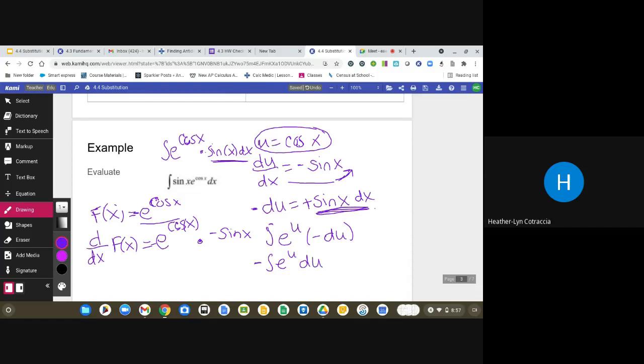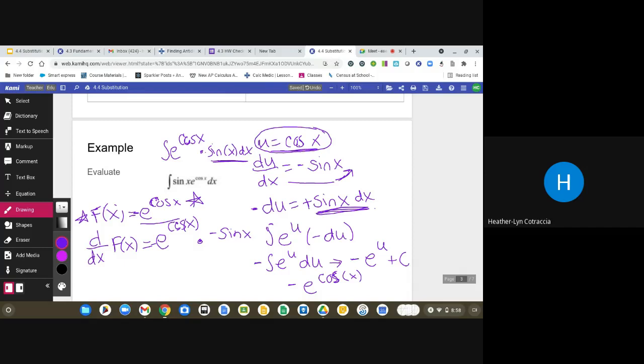Now that is a super easy antiderivative to take because we know the derivative of e to the u is e to the u, so therefore the antiderivative of e to the u is e to the u. So I would get negative e to the u plus c, and then what we're going to do is plug in for my u, because if you start in x's, you should end in x's. So negative e to the cosine of x, and that was because u was cosine of x. Now, if you remember correctly, that was the guess that we made in the beginning.